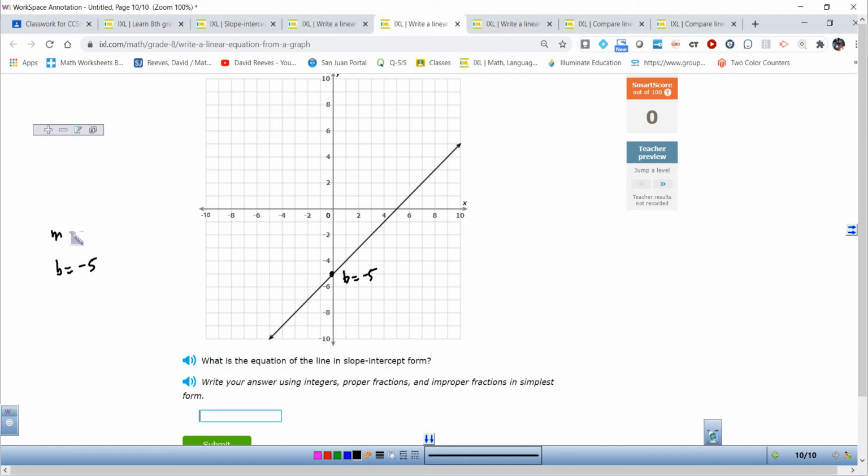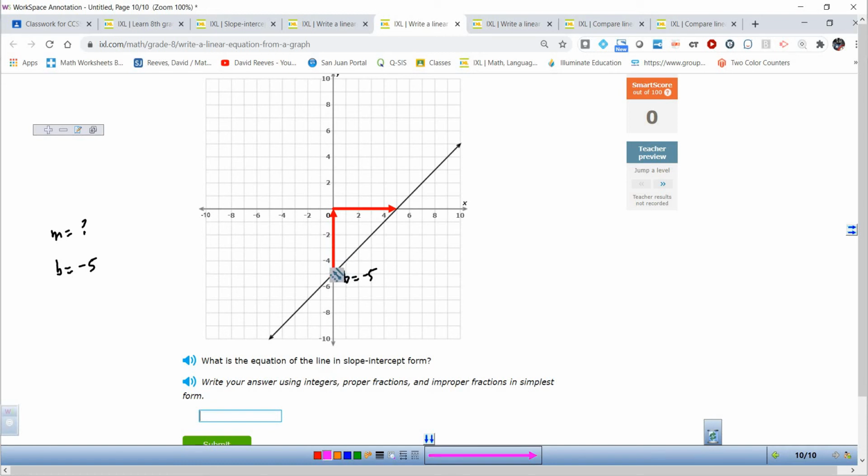Now we have to find m. Remember, slope is rise over run. You can use any 2 points on the line that you want to. We like to find points that are on the line and on the grid. If you take a look at this one, it looks like every up one over one, up one over one. So if I go up to there and over to there, that works, right?